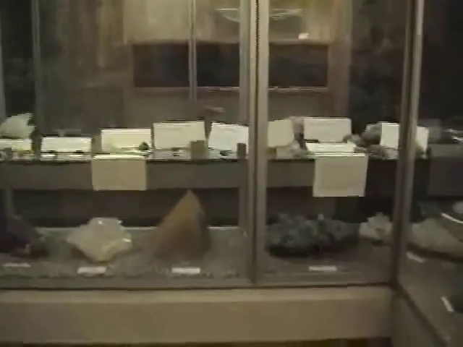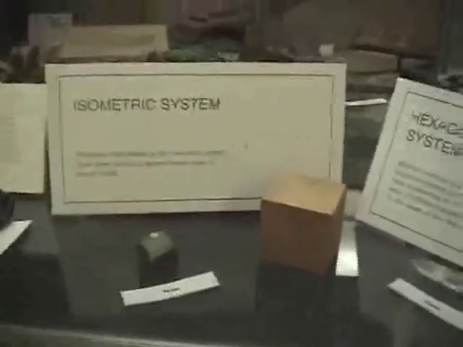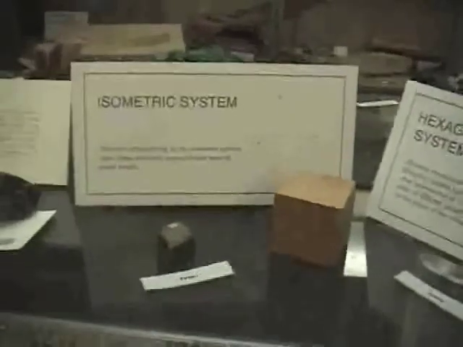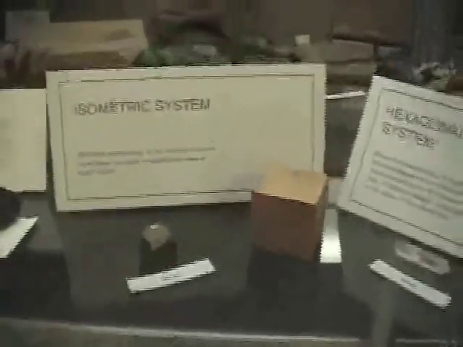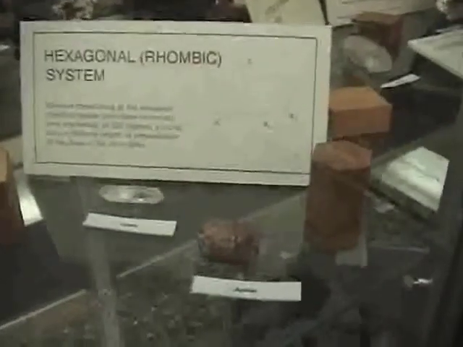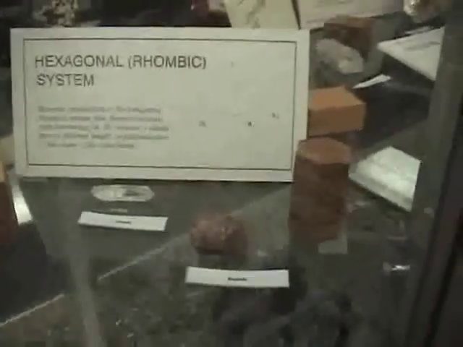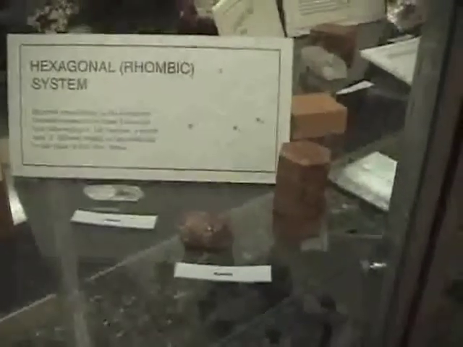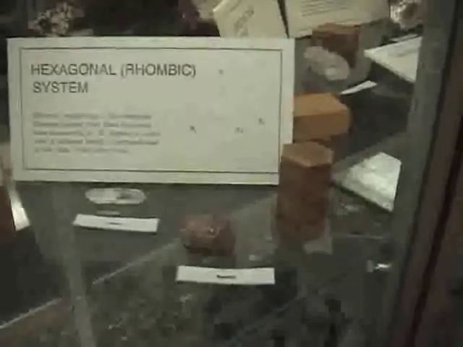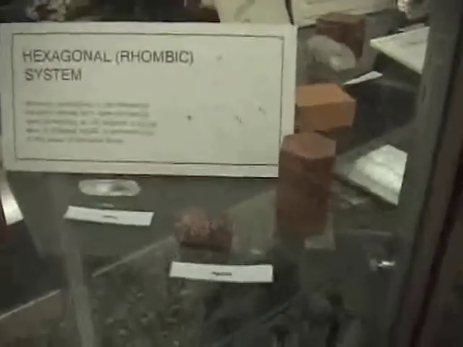Okay, this is take 2 for symmetry. Isometric: 3 mutually perpendicular axes of equal length, such as pyrite. In the hexagonal system, the minerals have 3 horizontal axes intersecting at 120 degrees. A 4th axis of different length is perpendicular to the plane of the other 3. An example is quartz and apatite.